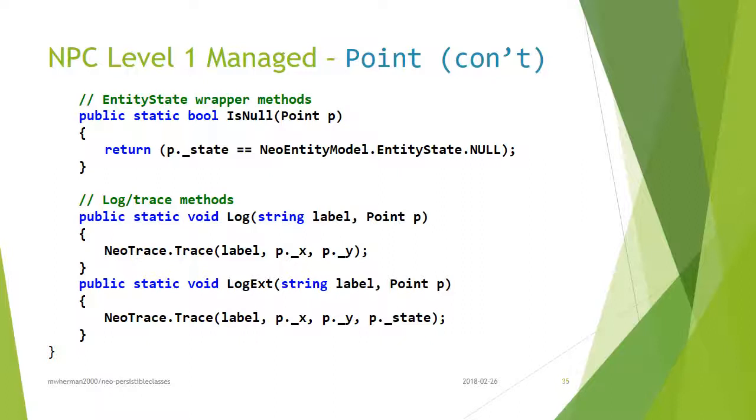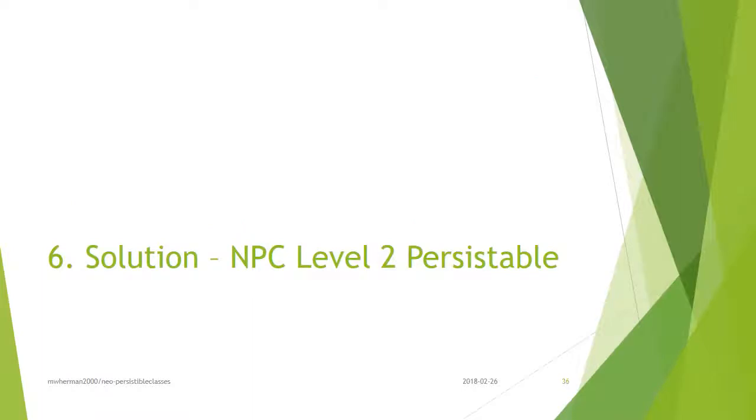Similarly, a convention for all classes that are using NPC at any level is that they have a log and a log extended method. The log dumps out the purposeful fields of the class, and log extended also will dump out any state fields. So in this case, at the bottom there you see X, Y, and state. We grow this just a little bit. We'll have 1 or 2 additional system fields as we go up through the levels, and log extended will dump those out.